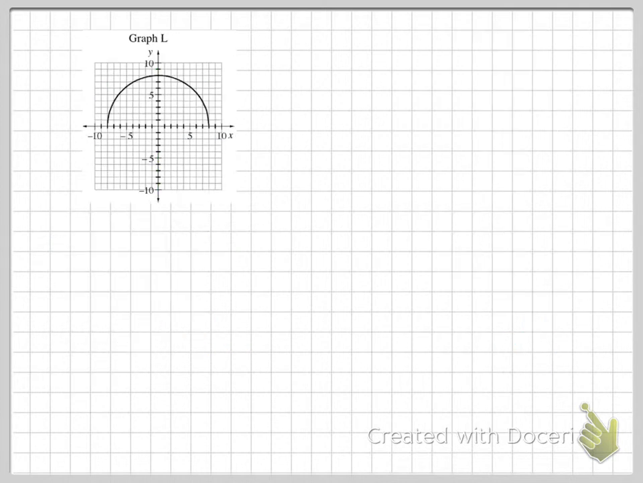Okay, on to the last one. I chose graph L because it doesn't have any arrows on it, so there's no infinity aspect to this. So the only thing I think we have to be a little bit more careful about is domain and range. But in this case, there is a clear beginning and a clear ending for domain, likewise for range. So take this opportunity to pause and then check and see if we match.